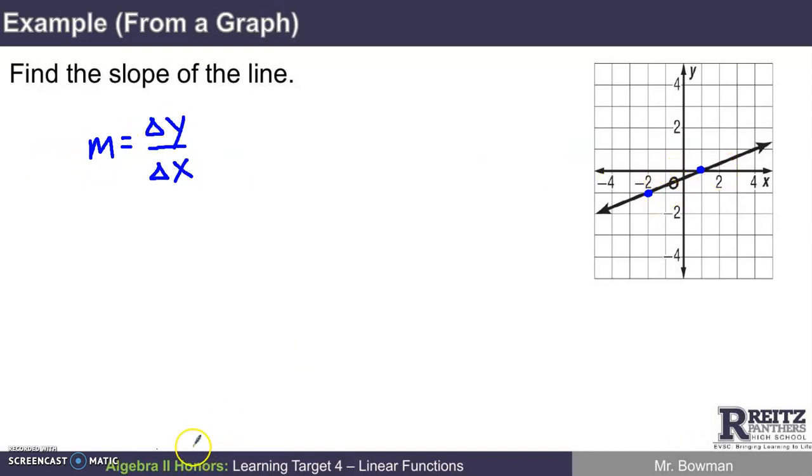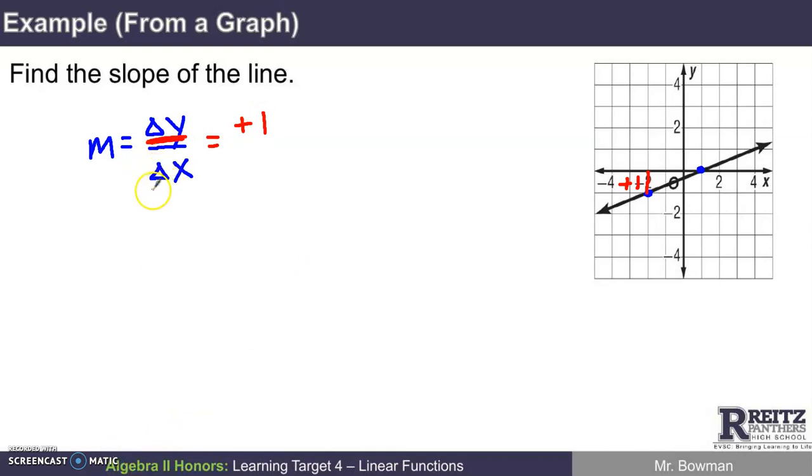Between those 2 points, how much did y change? What's delta y? Well, it went up 1. See that it started down here at y equals negative 1. By the time we're at this point, we're at y equals 0. So my delta y is a positive 1.